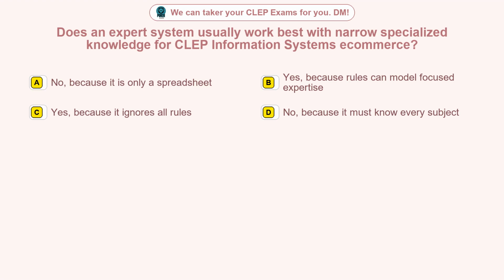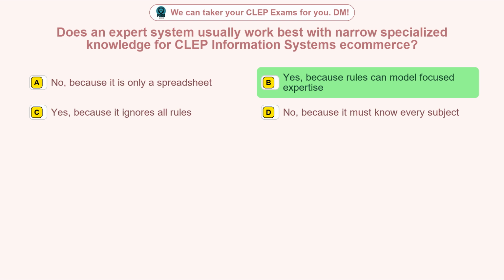Question 11. Does an expert system usually work best with narrow specialized knowledge for CLEP Information Systems Ecommerce? Option A. No, because it is only a spreadsheet. Option B. Yes, because rules can model focused expertise. Option C. Yes, because it ignores all rules. Option D. No, because it must know every subject.